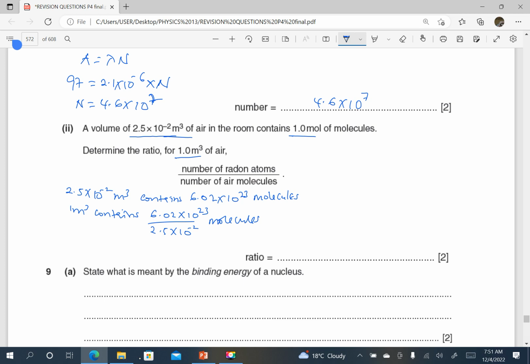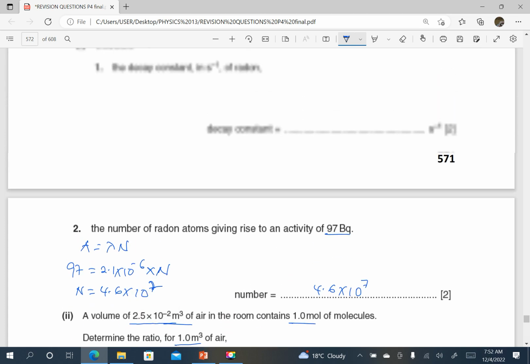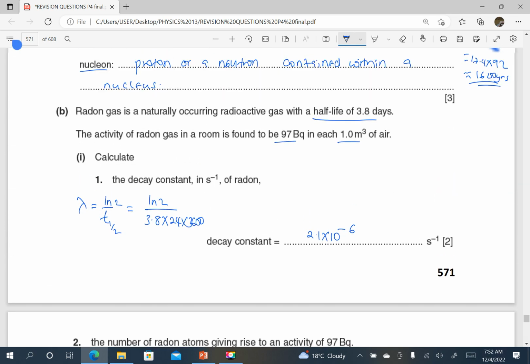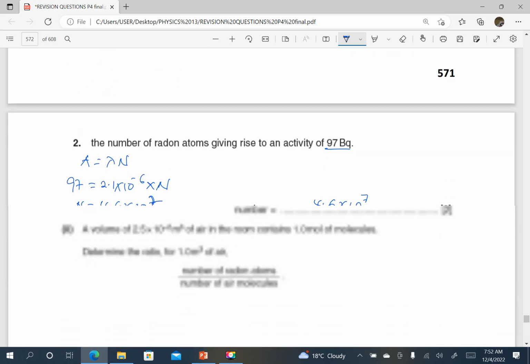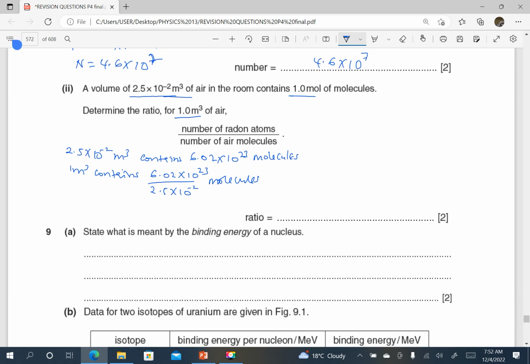Okay, so find the ratio for 1 meter cubed of air, the number of radon atoms over the number of air molecules. So now we know the number of air molecules in 1 meter cubed, and the number of radon atoms. Since this was the activity for each 1 meter cubed of air, what we have got above is the number of radon atoms in 1 meter cubed of air.